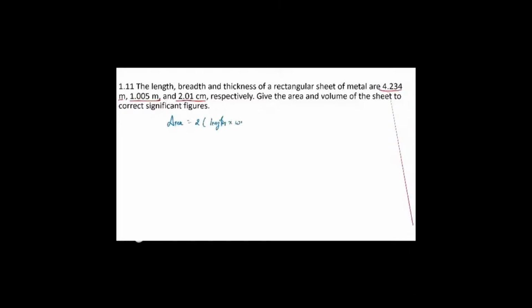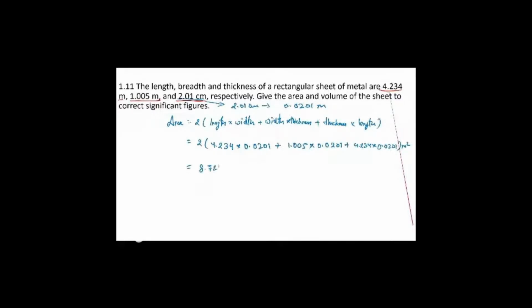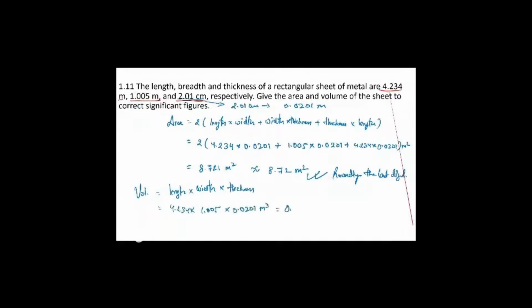So this is the expression of area: 2 times length times width, plus width times thickness, plus thickness times length. Using appropriate data and converting the thickness to meter scale, we get the area. By rounding off the last digit, we get 8.72 meter square. Now volume would be calculated as length times width times thickness, so it is 0.0855 meter cube.